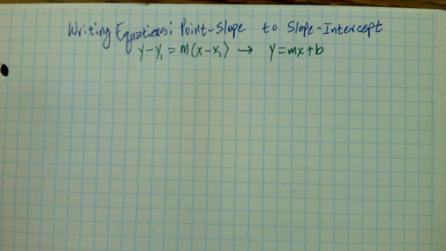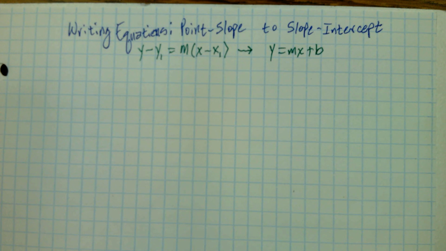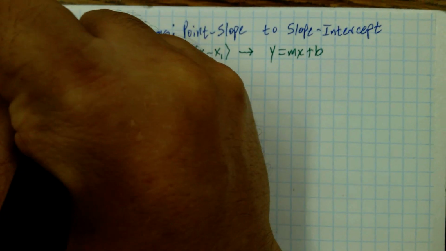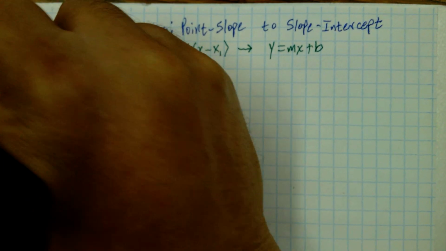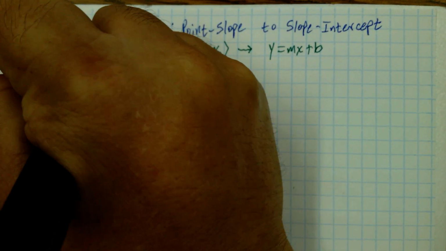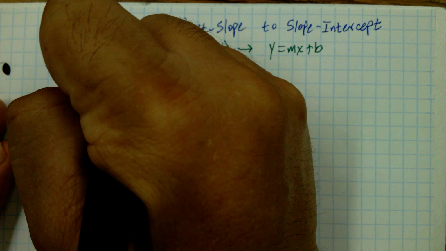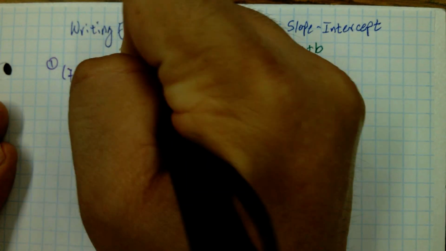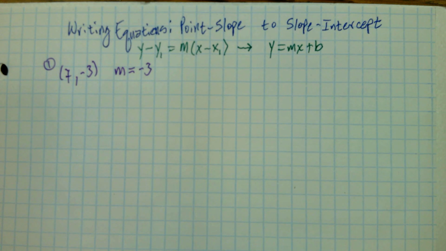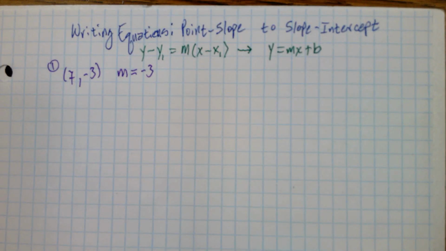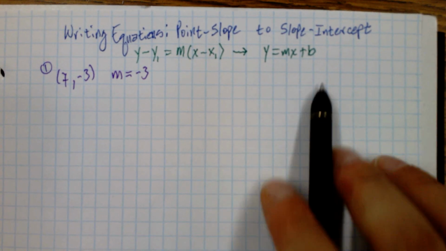Okay, so let's suppose we're given two pieces of information about a line. A point of the line, we'll call this number 1, by the way, and the slope of the line. So we know that much about the line we want, and we want it written in slope-intercept form.